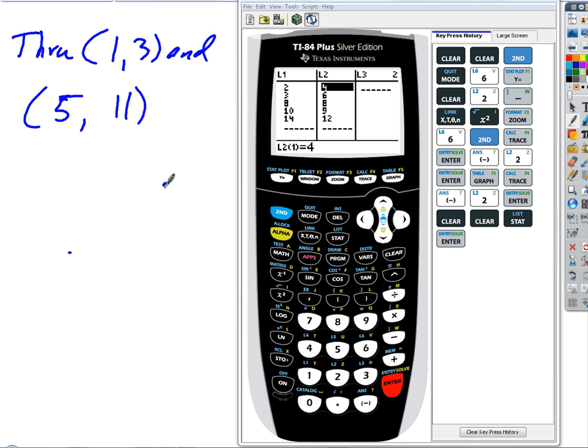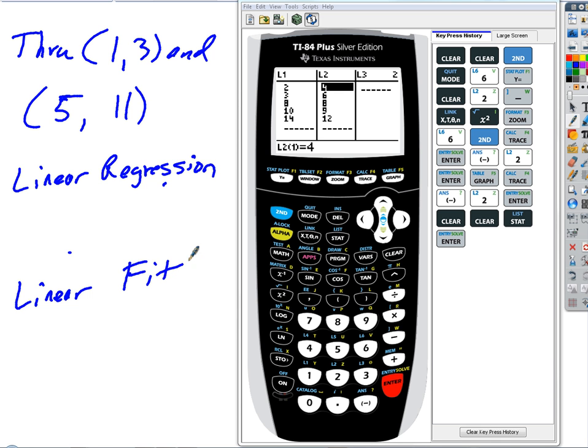Maybe I was making that harder than it should have been. Because I've only got 2 points, if I do regression, it's going to be perfect. It's going to give me the line exactly through those 2 points. And instead of being regression, linear regression becomes what we call a linear fit. Instead, it's perfect. Okay? So this is a great trick on a graphing calculator.